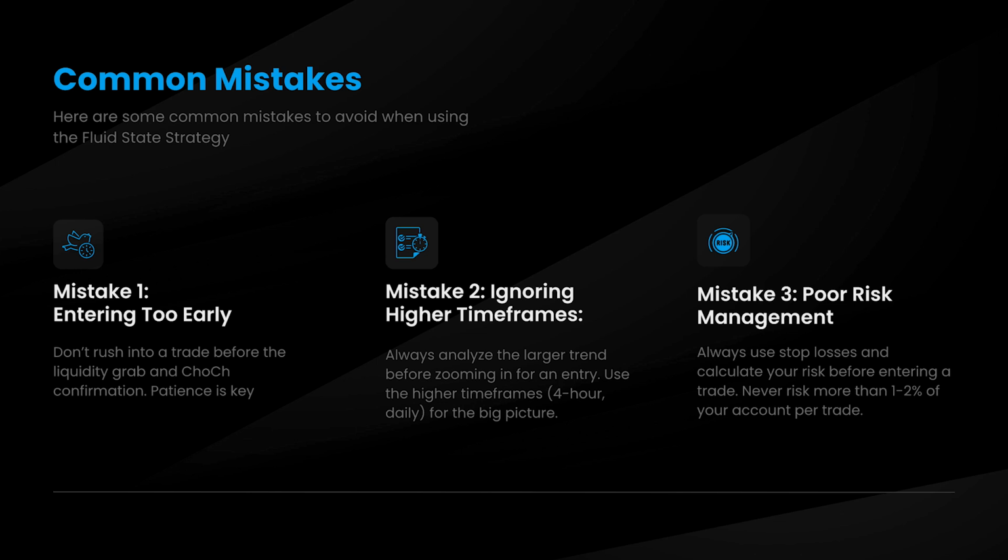Mistake number 3 is poor risk management. Always use a stop loss and calculate your risk before entering a trade. Never risk more than 1 to 2% of your account per trade, guys. Please, if you really want to stay trading for the long term, use proper risk management. Don't risk like 5 to 10% of your account on just one trade, guys.